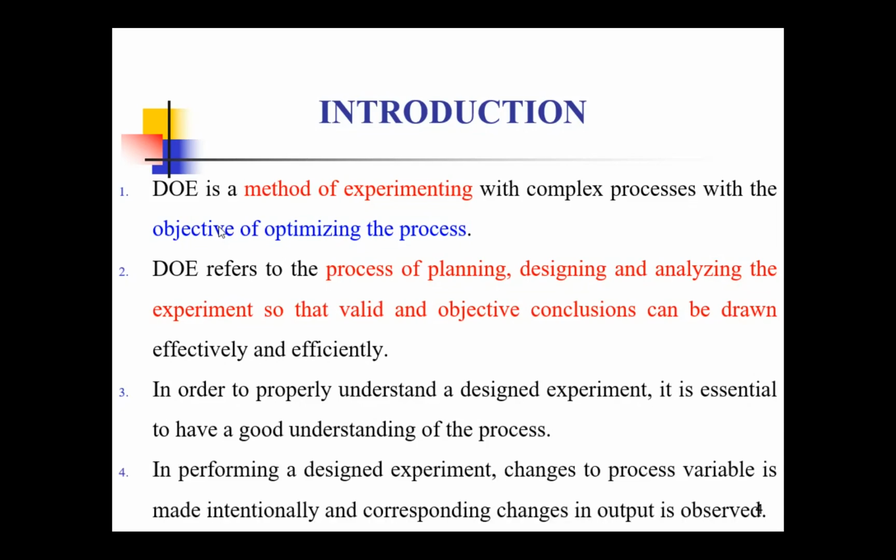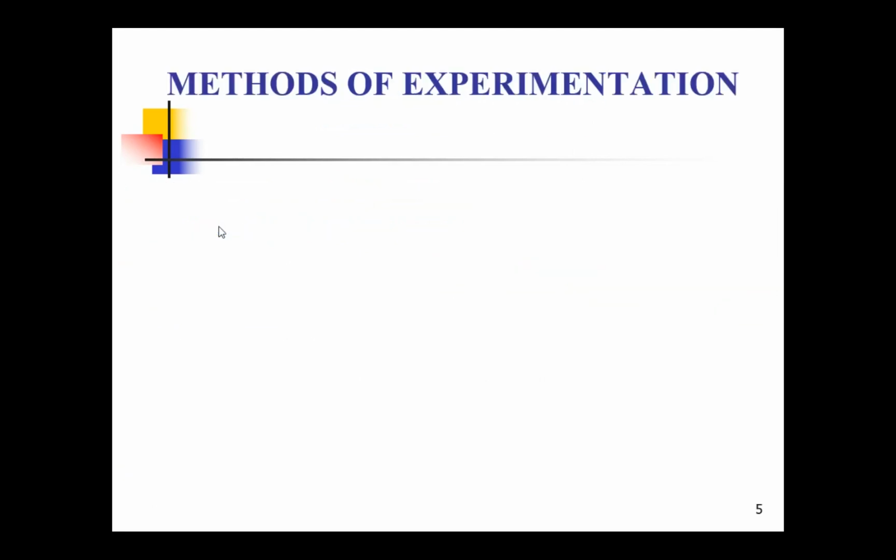While performing an experiment, some process variables should be changed intentionally. By varying these process variables intentionally, the output tends to vary, whether in a decreasing trend or an increasing trend. So by varying the process variables, how the output is varying, that you are going to determine. The first and foremost method of experimentation is the trial and error method.